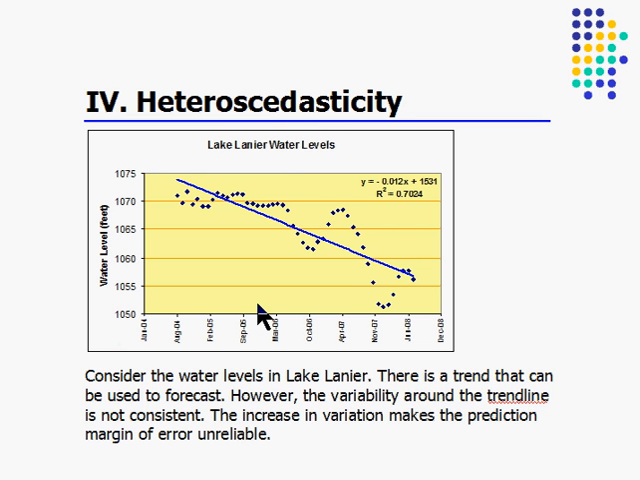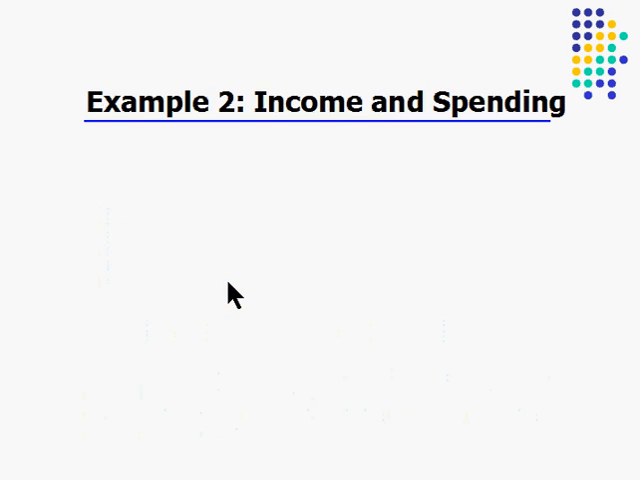And finally, we have an issue called heteroscedasticity. In this one, as our values increase, and this one we're really looking at data over time, we see the water level going down, but over time it's getting much more variable. And if we try to make predictions about what's happened over this course of time, we're not going to be able to make predictions around the variability because it's not the same throughout our entire data set.